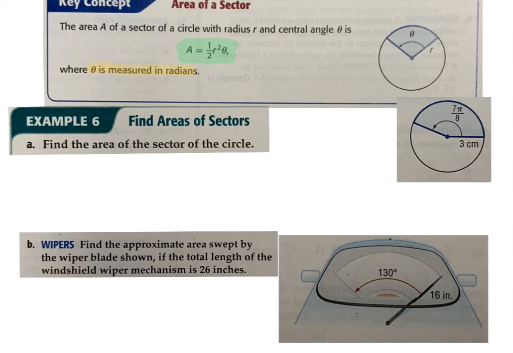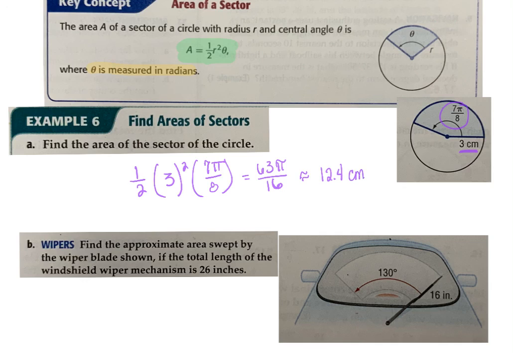So find the area of the sector of the circle. It's very simple when you have it in radians. It's simple either way, but we're going to say 1/2. We're just going to plug it in. 1/2, my r here is 3, so 3 squared, times my theta, which is already in radians, 7 pi over 8. And so when you multiply that across, we have 9 here times 7. That's going to give us 63 pi on top, 16 on bottom. And if you were to put that into your calculator and approximate it or round it, 12.4 square centimeters.